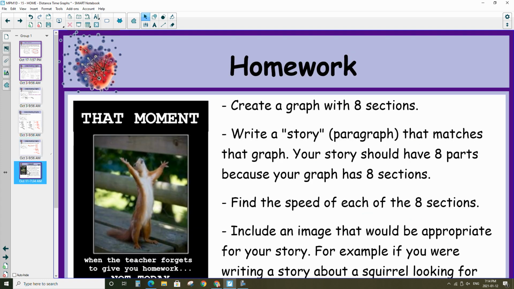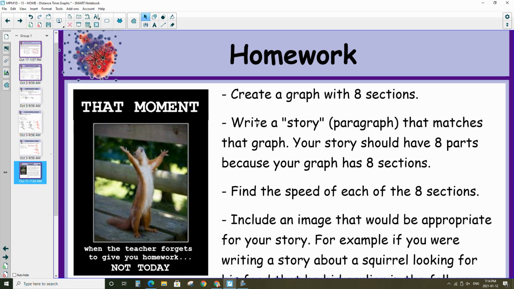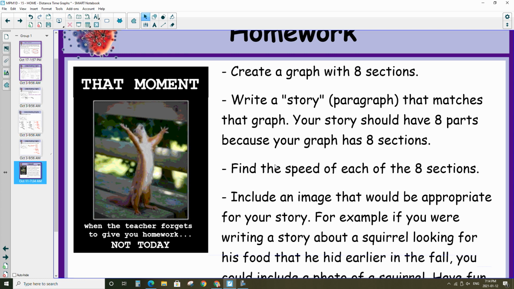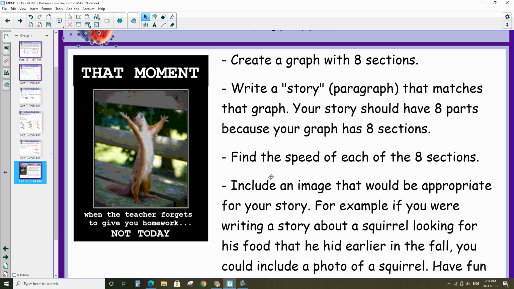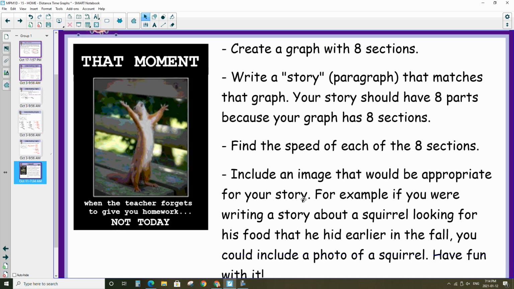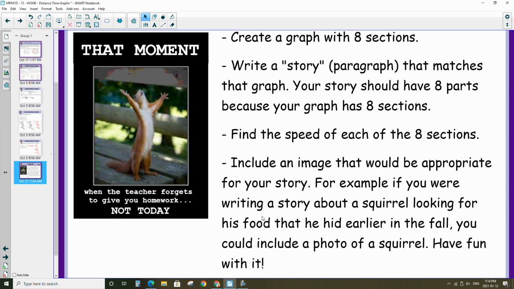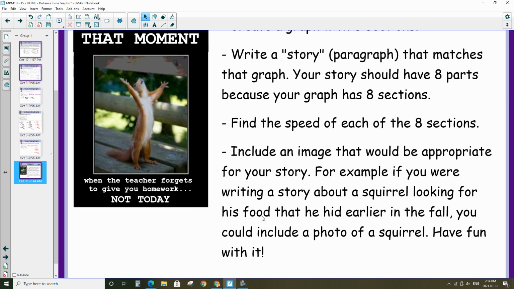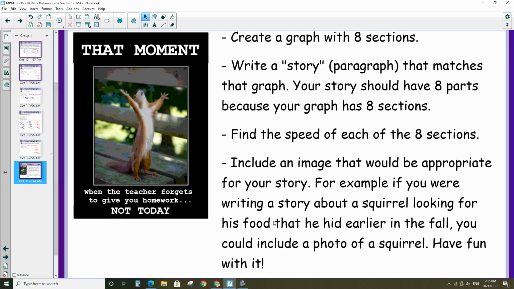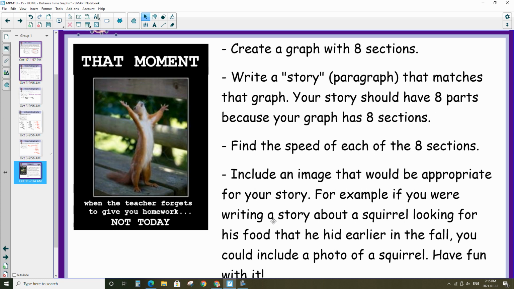All right, so for your homework, like I mentioned earlier, you're going to create your own graph with 8 sections. I'd like you to write a story, so like a paragraph that matches that graph. Your story should have 8 parts because your graph is going to have 8 sections. And then I'd like you to find the speed of each of the 8 sections. Include an image that would be appropriate for your story. This is kind of like a little fun thing. For example, if you were writing a story about a squirrel looking for his food that he hid earlier in the fall, you could include a photo of a squirrel, and I'd like you to have fun with it. You're going to do all of this on a Google Doc, and you're going to submit that in Google Classroom.